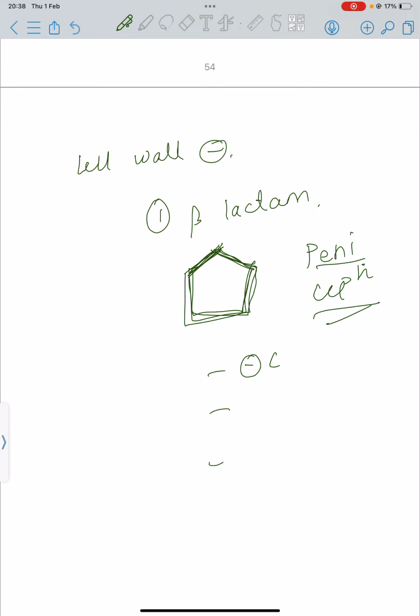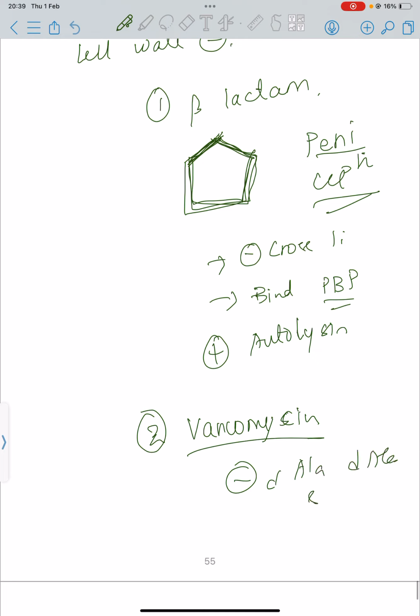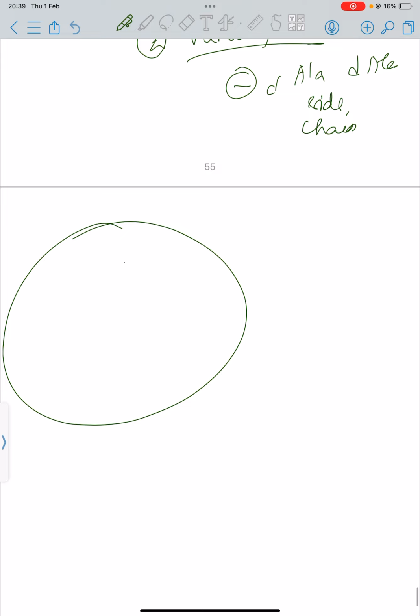One, they inhibit cross-linking. Number two, they bind with the penicillin binding site, the penicillin binding protein. Third, they activate autolysins. Then we looked into other cell wall inhibitors like vancomycin. How do they act? They prevent the breakage of the D-Ala-D-Ala chain. We looked into two antibiotic cell wall inhibitors.